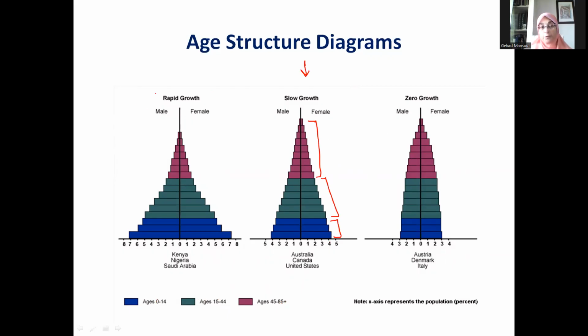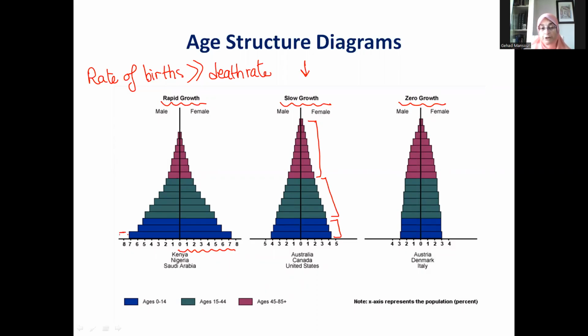So we have the rapid growth structure diagrams, the slow growth structure diagrams, and the zero growth structure diagrams. The main difference between the three is how we compare the birth rates to the death rates. In order for a population to have a rapid growth age structure diagram, the birth rate should be much higher than the death rate. Okay, so here, as you can see, the birth rate is high because at the bottom we have a very large base.